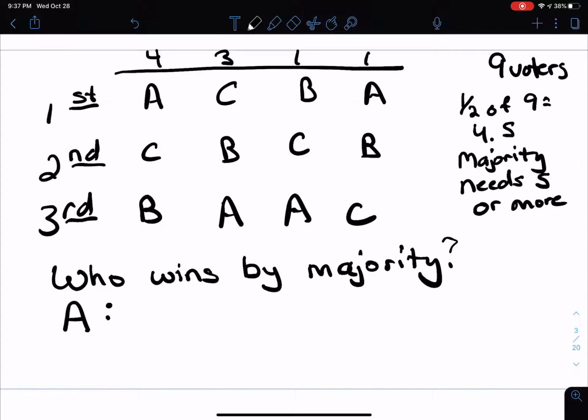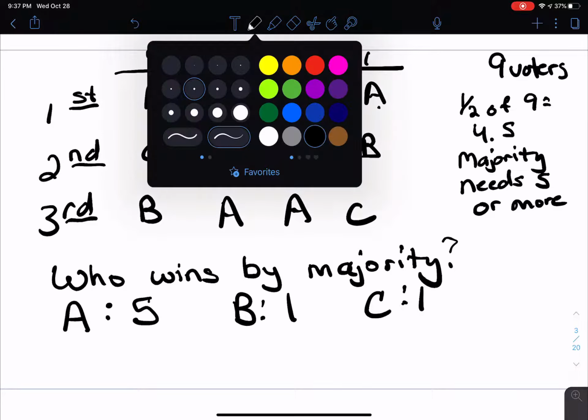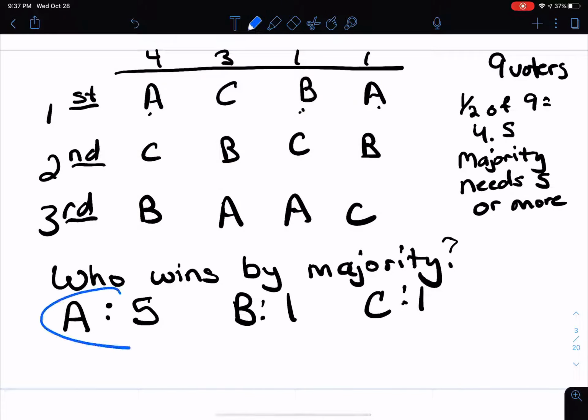You've got the 4 that placed A in first place in that first column, and you have the 1 that placed A in first place in that last column. So there's 5 voters that chose A first. For B, there was 1 voter that chose B first, and then for C, there was 1 voter. So A is the winner by majority, because A has 5 votes. That's the most, and that's over half the votes.